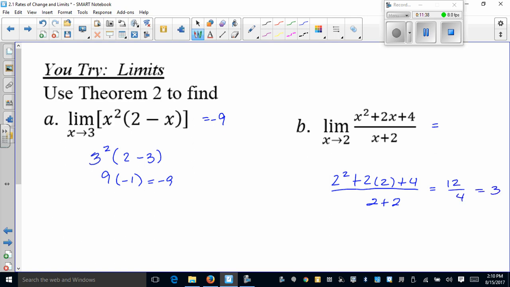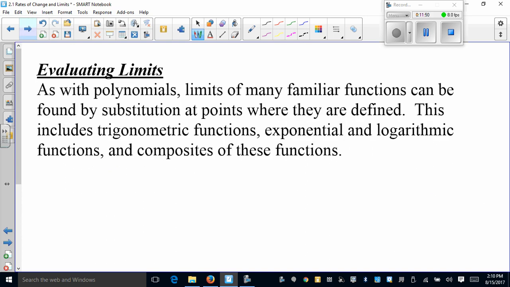Now sometimes it's not going to be as easy as that. So evaluating limits, as with polynomials, limits of many familiar functions can be found by substitution at points where they are defined. This includes trig functions, exponential, logarithmic functions, and composites of these functions. So always try it first, I guess is the thing to say. Try it first.